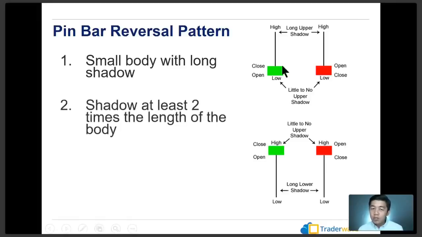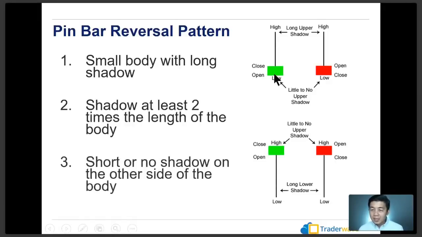So the shadow usually has to be at least about 2 times or more the length of the body itself in order for us to call it a pin bar or a hammer. All right. And lastly, one important thing is that on the other side of the body of the candle, there should generally be a short or even no shadow. So as you can see over here, the 2 candles at the top are what we call an inverted hammer, while the 2 candles below are what we call the hammer candlestick. All right, and all of them belong to the family of pin bar.